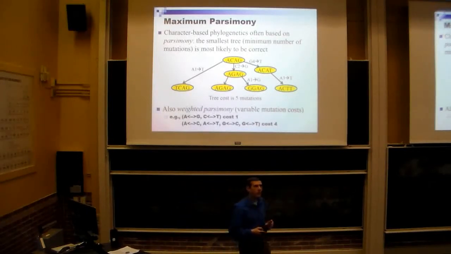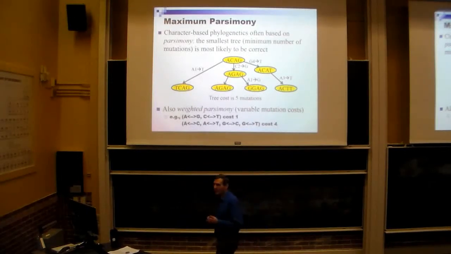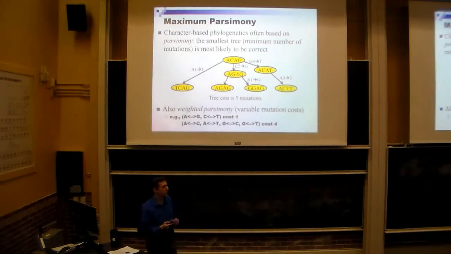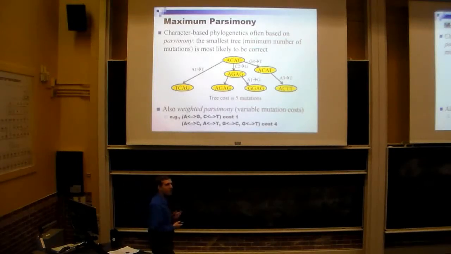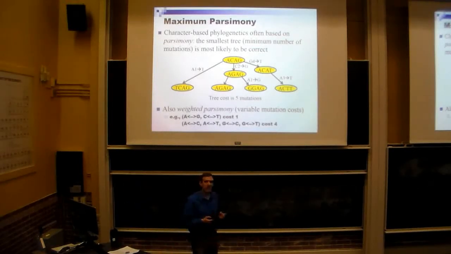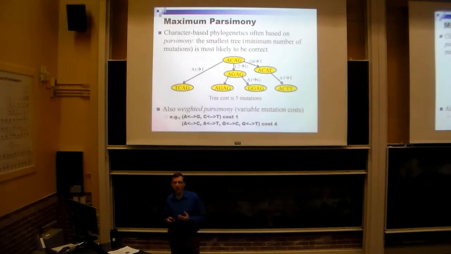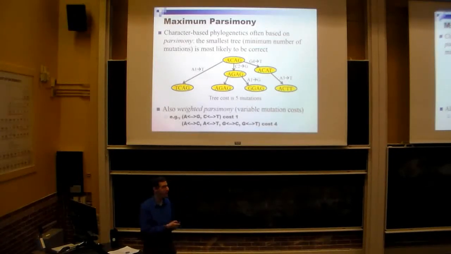That can be a very good assumption if we're looking at slowly mutating variants or short amounts of time. It's not such a good assumption if we're looking at very long amounts of time or very rapid mutation processes, but people will often use this because it tends to be the simplest of these character-based methods and the one that's most amenable to fast algorithms.